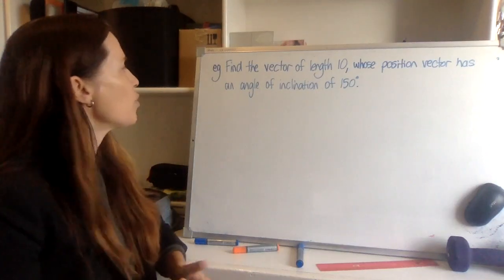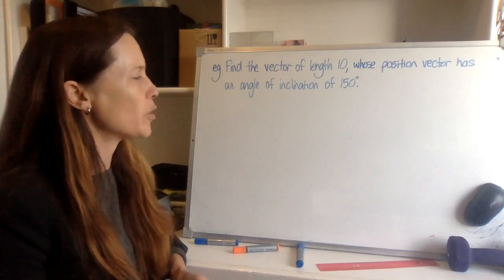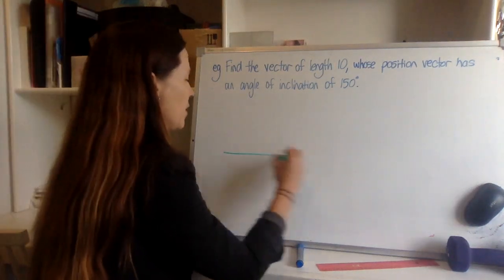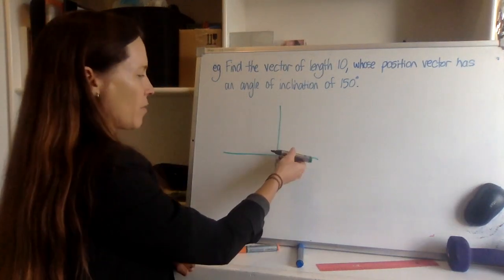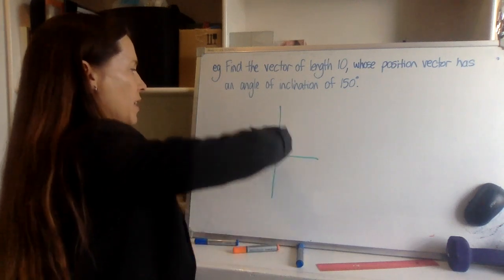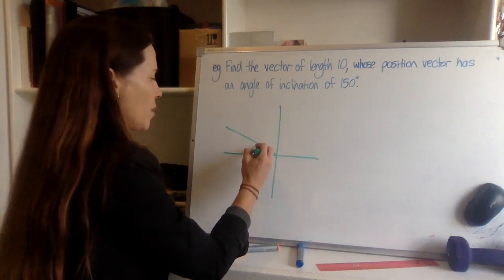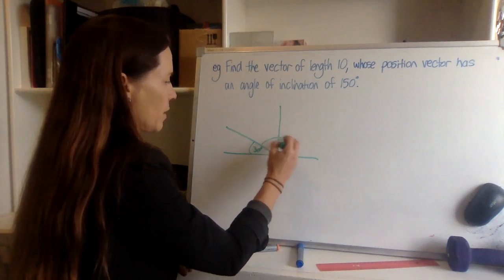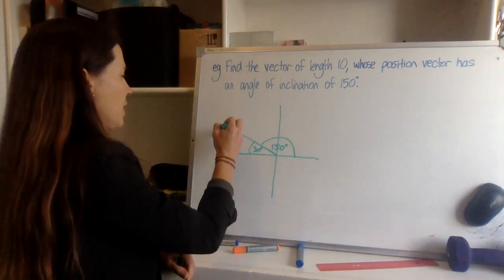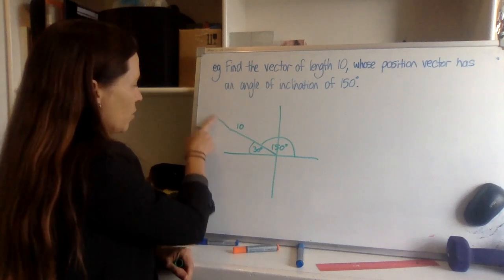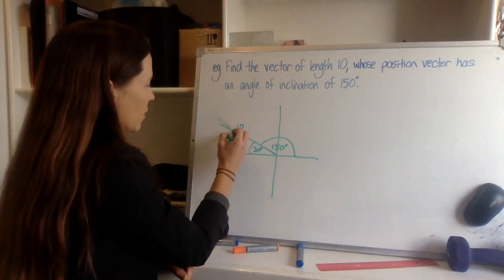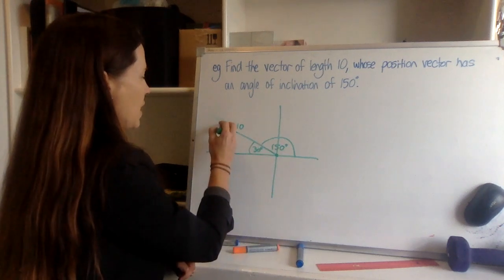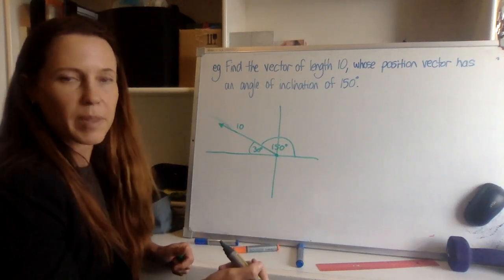Our next example, find the vector of length 10 whose position vector has an angle of inclination of 150 degrees. So let's draw up an axis here. Now 150 degrees starting from this way is coming around like this, so that we've actually got 30 degrees in there and 150 degrees out here. Now if the length is 10, let's just make it go like that, then what we need to find is how we get from here to describe this vector.